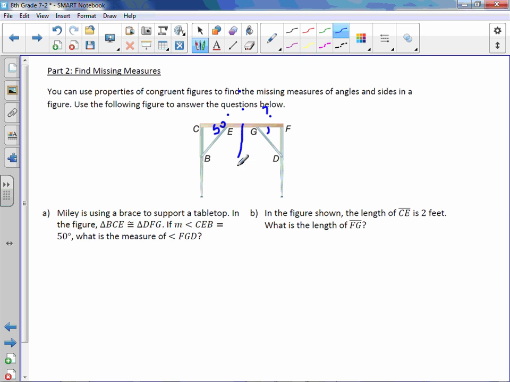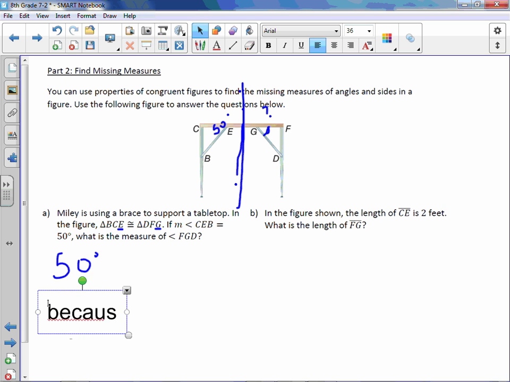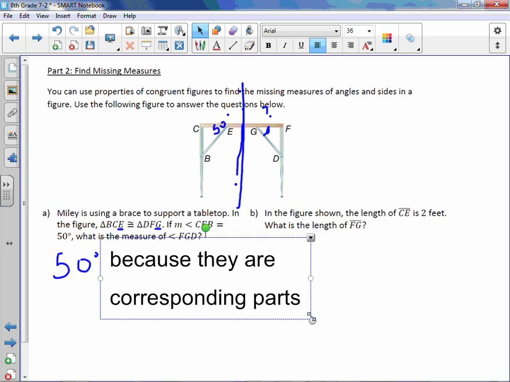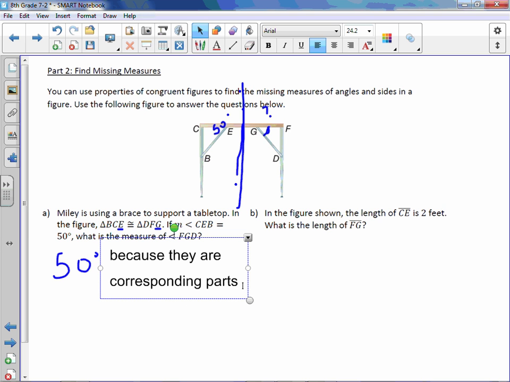Well, it looks like these two triangles were reflected over a vertical line. So that tells me that angle E is congruent to angle G. So if angle CEB is 50 degrees, then the measure of angle FGD is also 50 degrees. And let's put a little explanation here. Because they are corresponding parts, and therefore congruent.